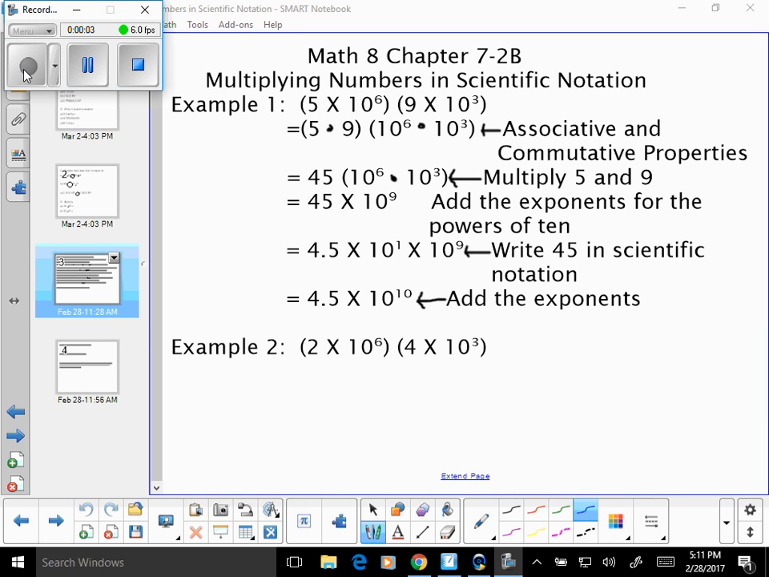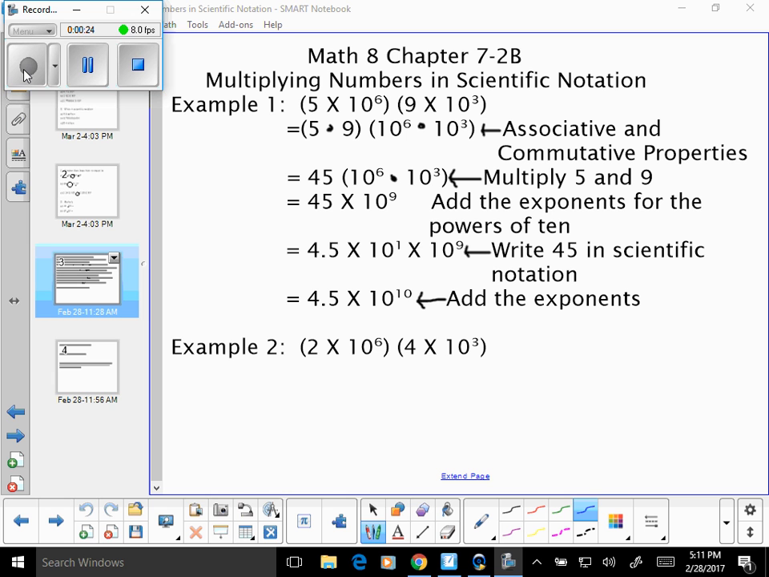Today's lesson is Chapter 7.2b. This is where we are going to put Lesson 7.2a, with multiplying numbers with the same base, or multiplying powers with the same base, together with scientific notation. Because we are going to take numbers written in scientific notation and multiply them together. Let's look at example 1.